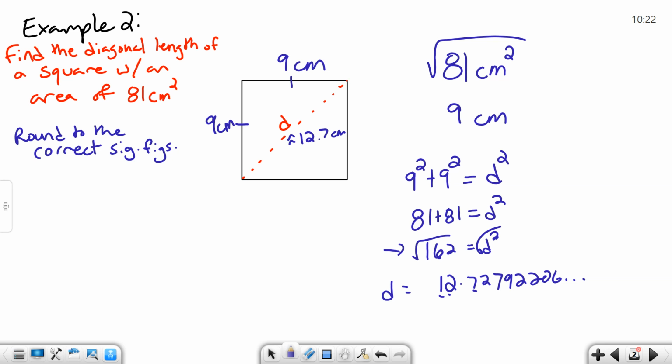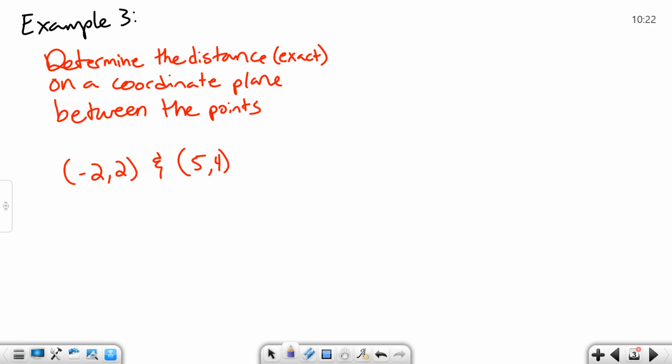But triangles and squares and rectangles, those aren't the only places that we are going to see the Pythagorean theorem being used. We can also use it to find the distance on a coordinate plane. All we need to know is the 2 coordinate points we need to find the distance between. We're going to draw a quick sketch. -2, +2. I'm just going to call this one A, and this one B. It's probably going to get confusing.